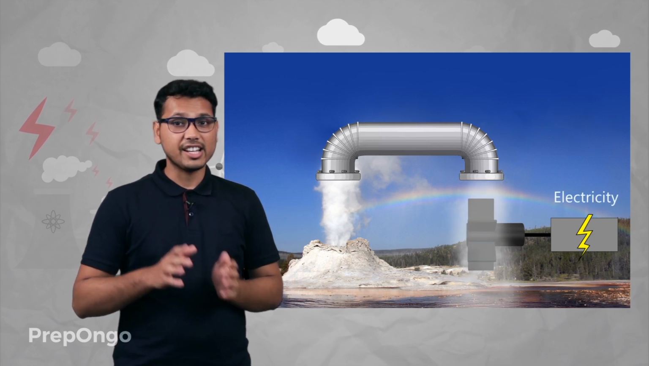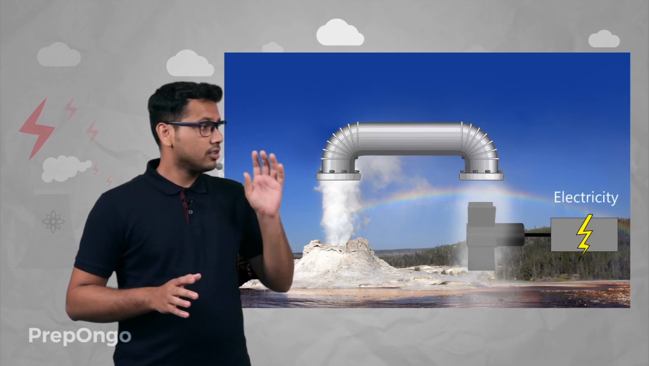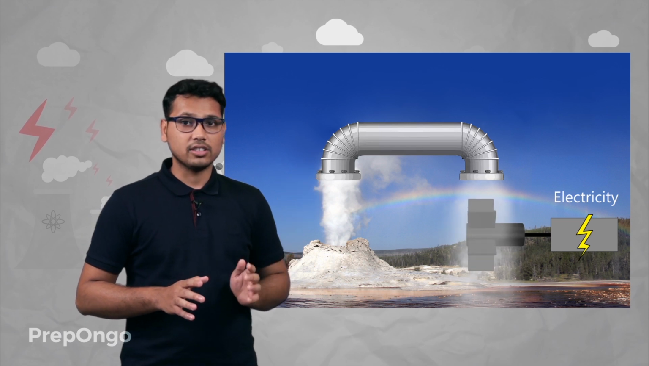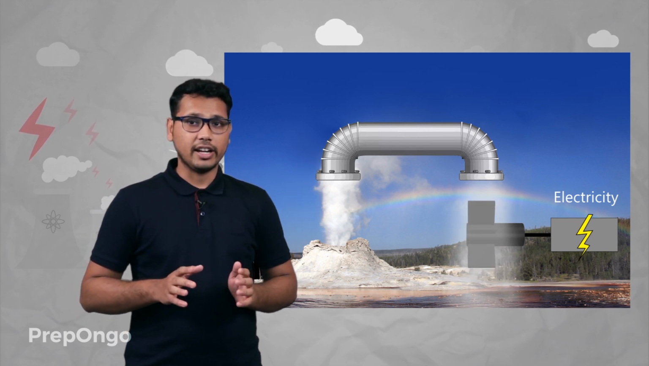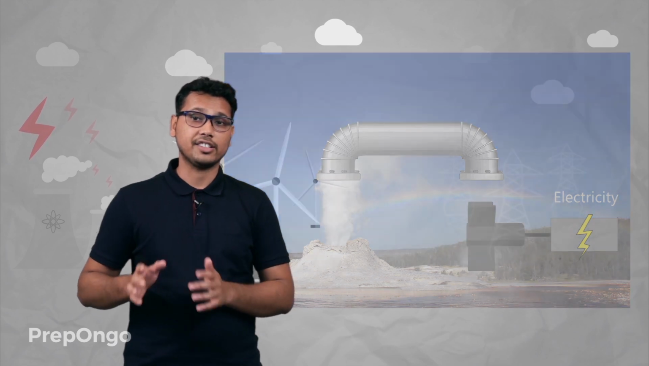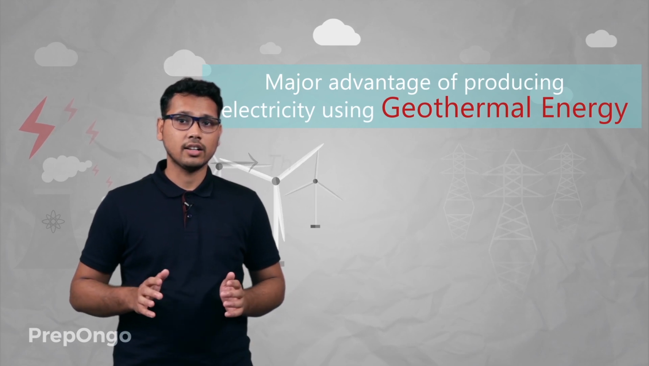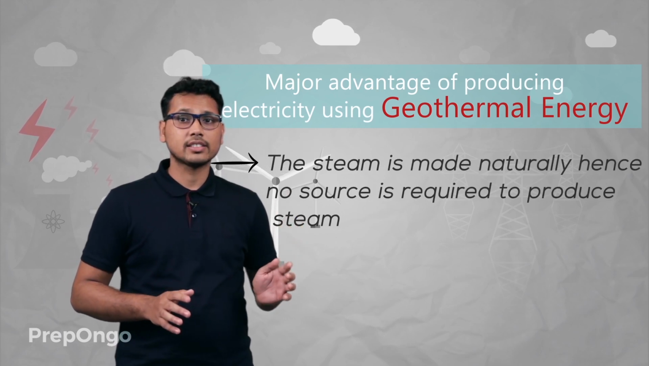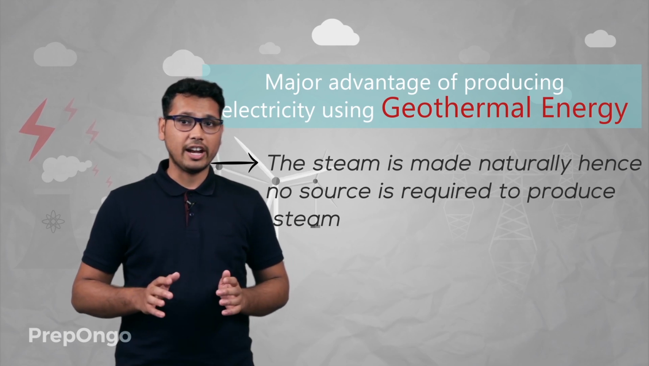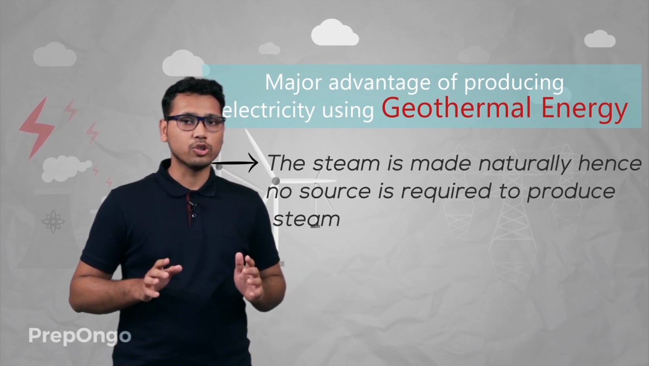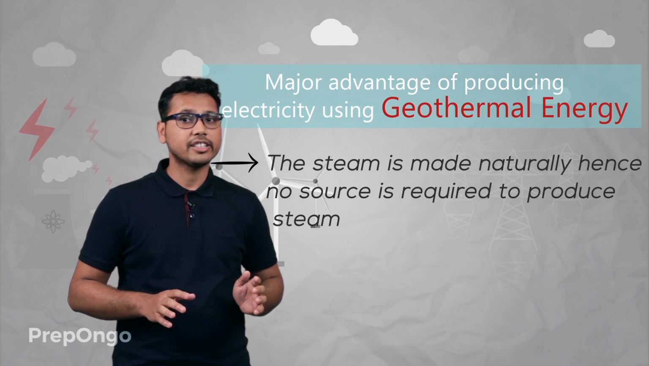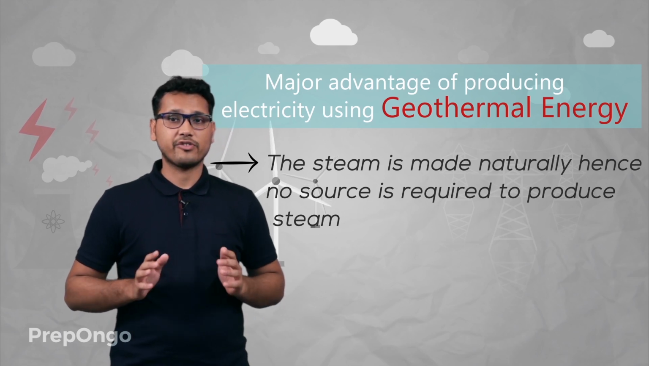When this high pressure steam strikes the blades, the turbine will rotate and hence we will get our electricity. The major advantage of using geothermal energy to produce electricity is that the steam is being made naturally and we don't have to use any source to make the steam. So this is highly environment friendly.